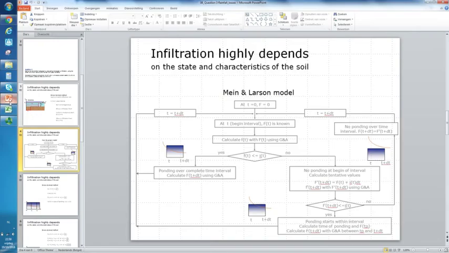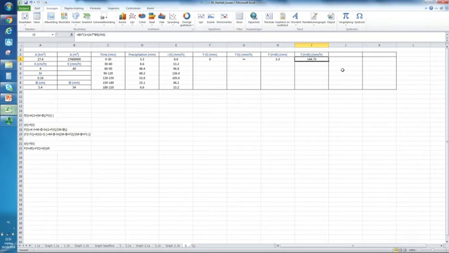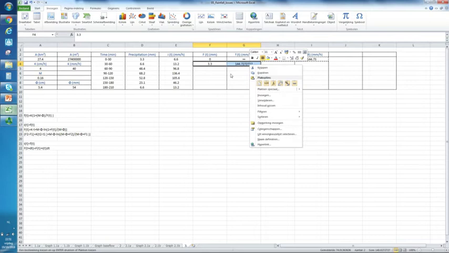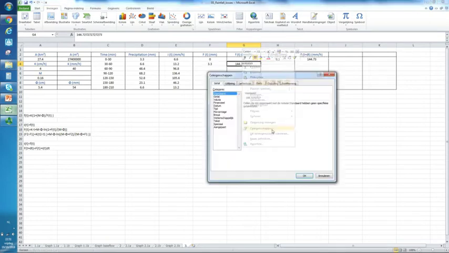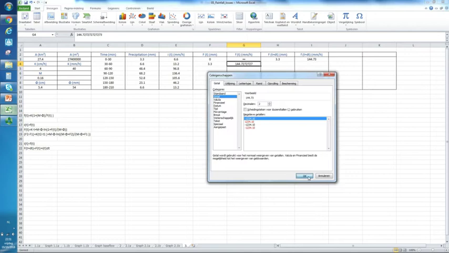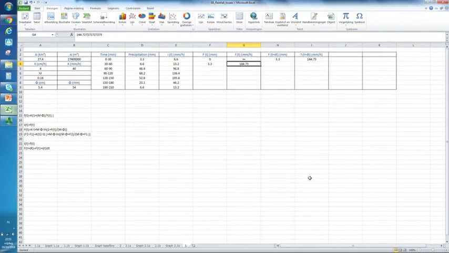So if we go back to the minor Larson scheme, we're actually in the case where we have no ponding over the whole interval. This also means that this infiltration capacity at the end of the interval and the infiltration amount at the end of the interval is also the actual infiltration amount at the start of the next interval. So we put this here because that value is the same, like that.